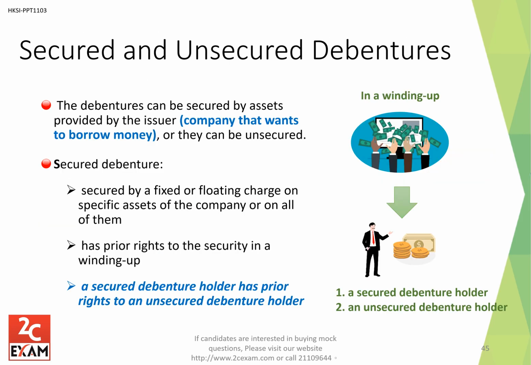Debentures can be secured and unsecured. If it is a secured debenture, the issuer, which is the company that wants to borrow money, will provide assets as collateral, such as real estate. When a company is winding up, the secured holders will have priority over the collateral. In other words, secured holders will be paid before unsecured holders. After repaying the debenture holders, if the company still has remaining assets, they will then be allocated to shareholders.